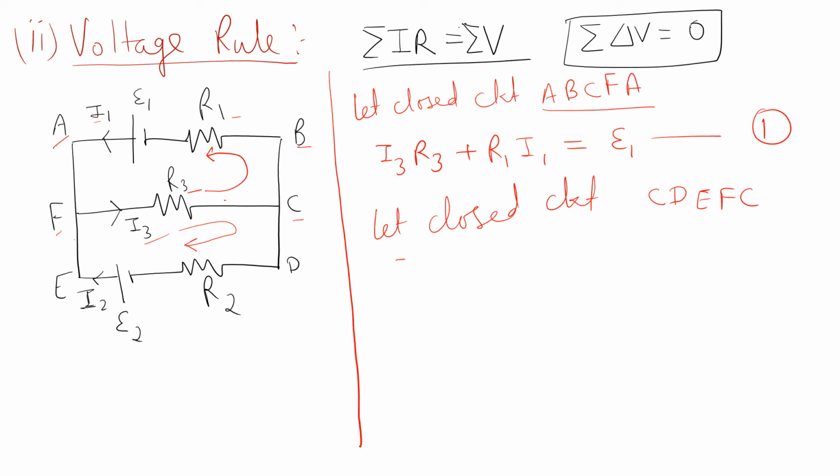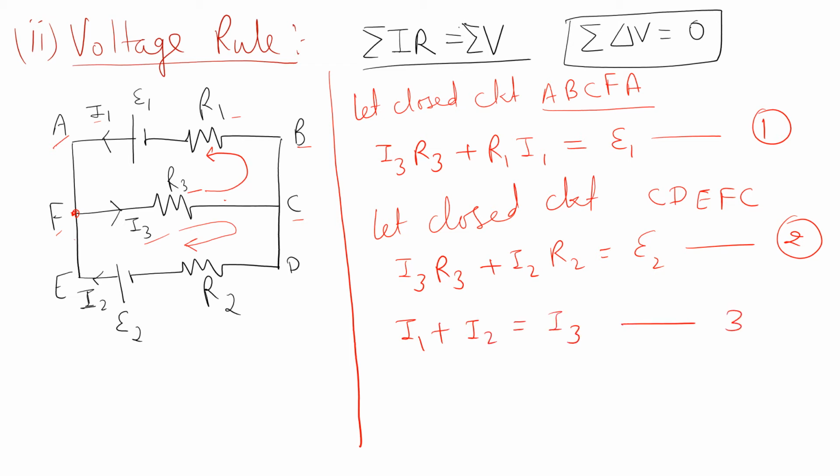So what I will write here is I3 R3 plus I2 R2, and again I2 current is coming out from the positive terminal, so I will simply write it as E2. That is the second equation. Now let us come to the point F, this point. If you use the first law, then you can say that I1 plus I2 equals I3, that is the third equation.